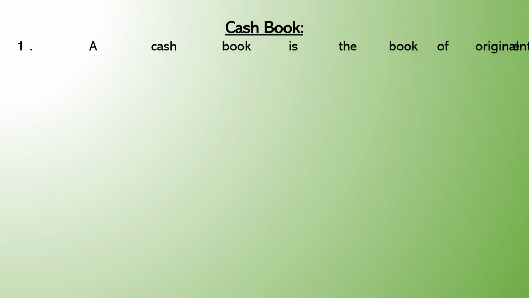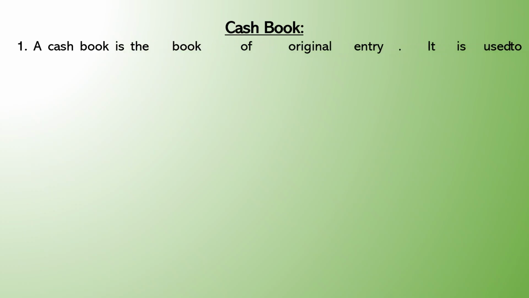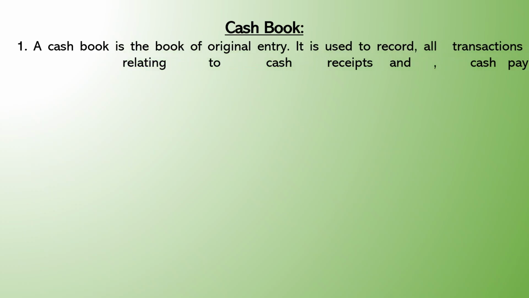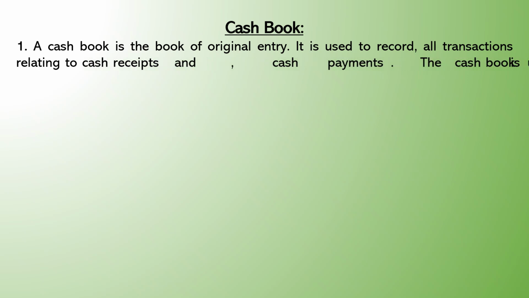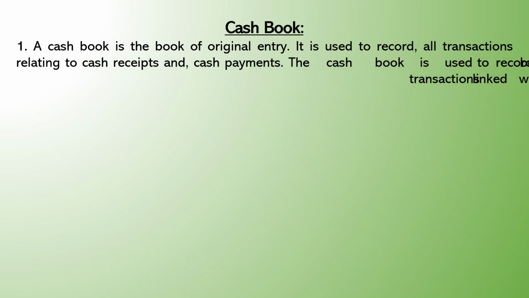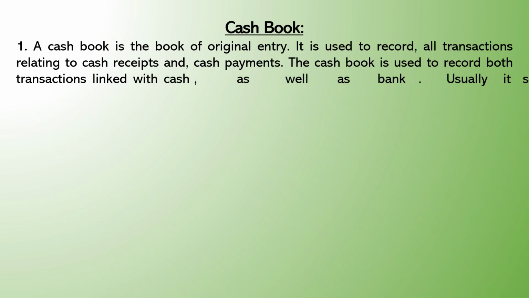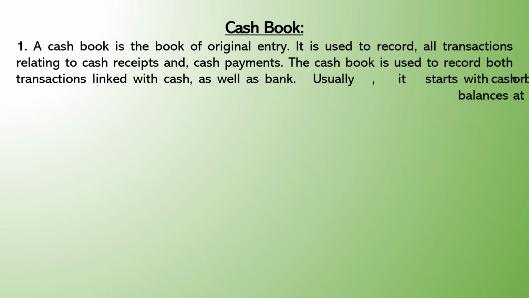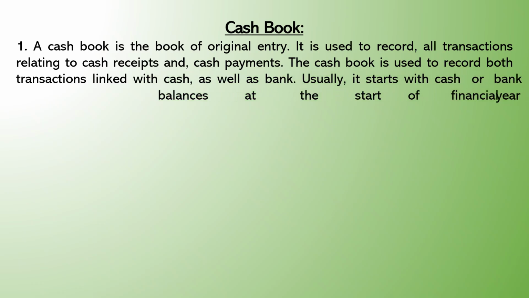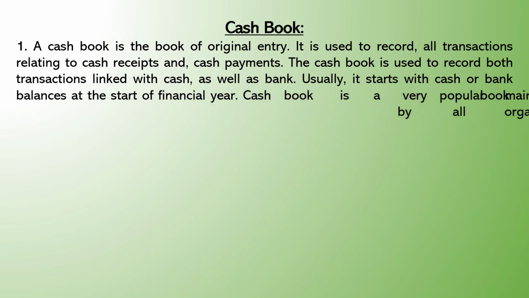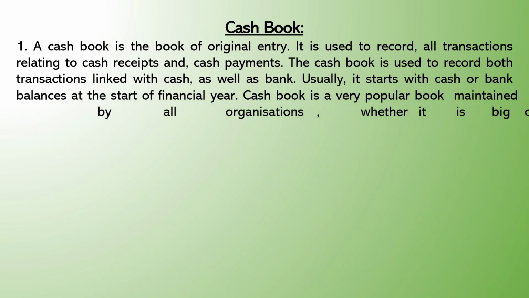Cash book. 1. A cash book is the book of original entry. It is used to record all transactions relating to cash receipts and cash payments. The cash book is used to record both transactions linked with cash as well as bank. Usually, it starts with cash or bank balances at the start of the financial year.